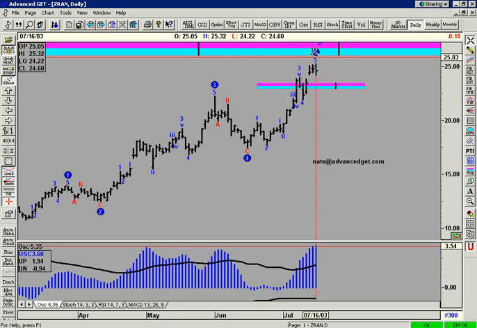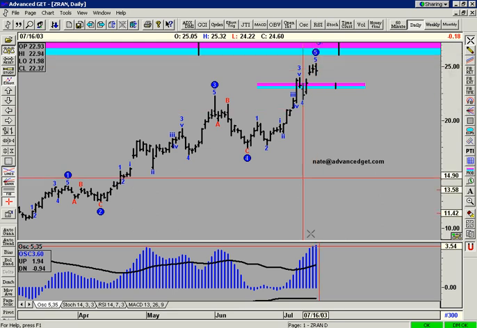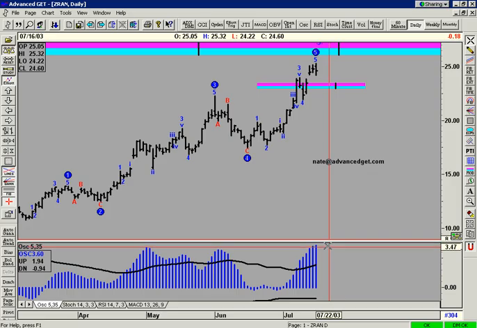Now our second rule for a type 2 trade was oscillator divergence. We want to have a smaller peak during wave 5 than we had during wave 3. Now is that the case in this chart? No, which is very interesting.